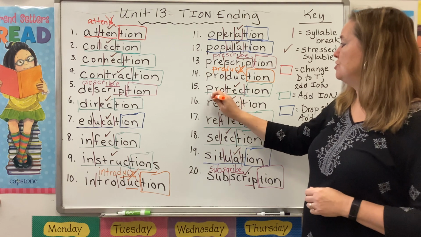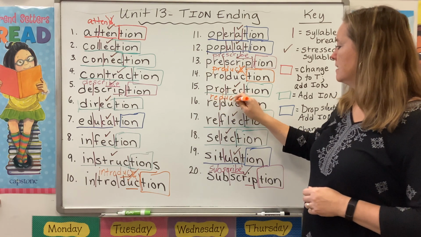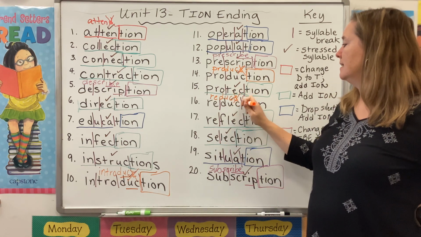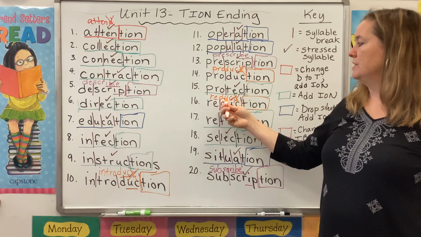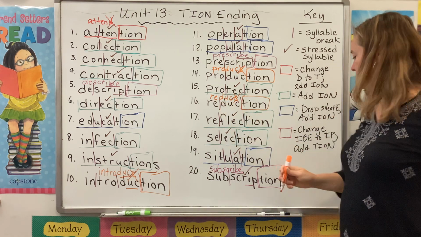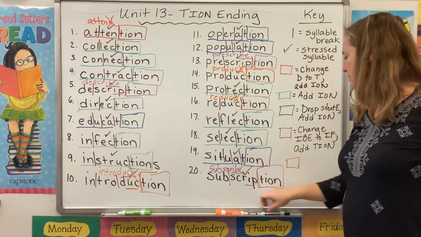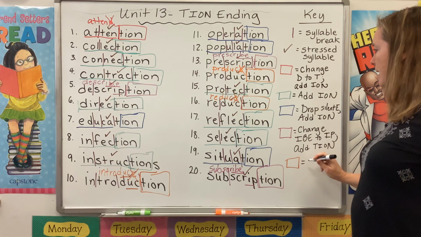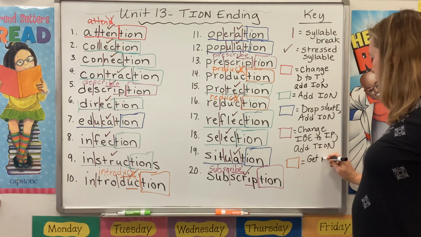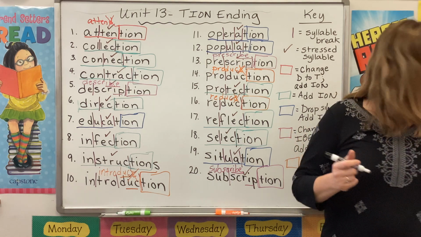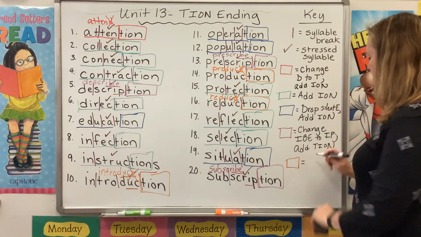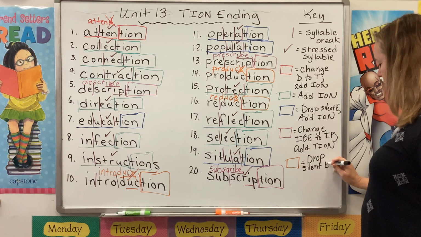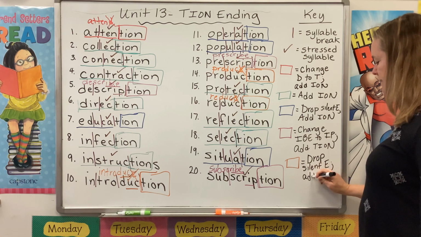So we take reduce and we change it to reduction. Get rid of that silent E, add T-I-O-N. Reduce becomes reduct. Okay, so we're going to not get rid of, let's just say drop, because it's shorter. Drop silent E. And then add TION.